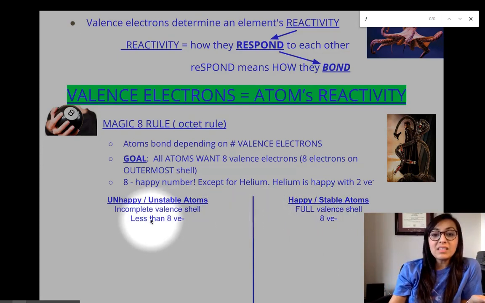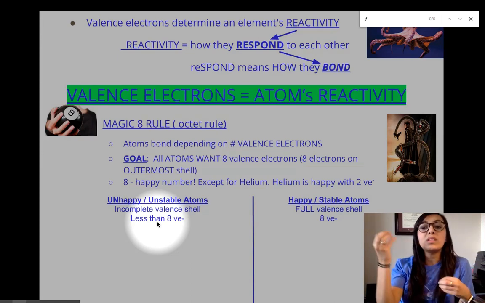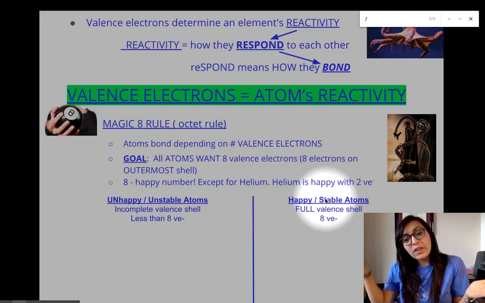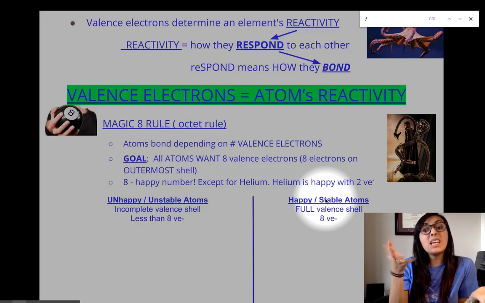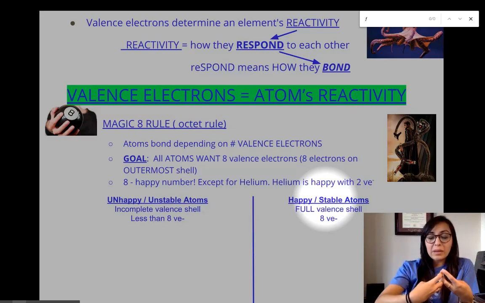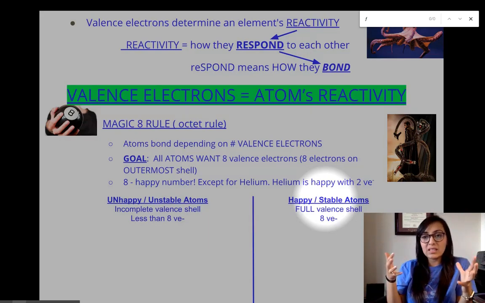But if they have less than 8 valence electrons, they are unhappy. But we're scientists, so we don't say happy or unhappy, we say stable or unstable. So for example, if an atom has 8 valence electrons, it's going to be stable. It's non-reactive. It's not going to bond with any other atom. It doesn't need to because it already has 8.